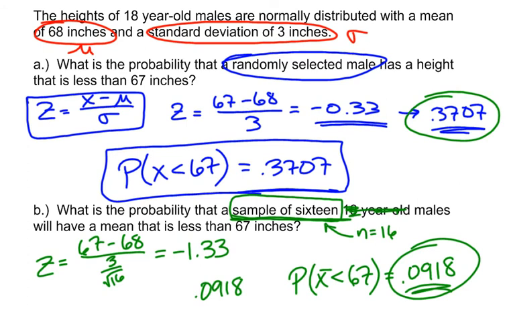So in looking at the first value, we saw that it wasn't too uncommon to have a single person that we randomly selected be 67 inches or less. However, when we took a sample of 16 people, it becomes a lot less common to have a sample of 16 males that had a height that was less than 67 inches. It only happens about 9% of the time, whereas a single person we encountered about 37% of the time. So keep in mind that here we're looking at the mean of a group, and we would expect the mean of a group to be pretty close to what the mean of the population is. And of course, the bigger that group gets, the closer that mean is expected to be to the population mean.